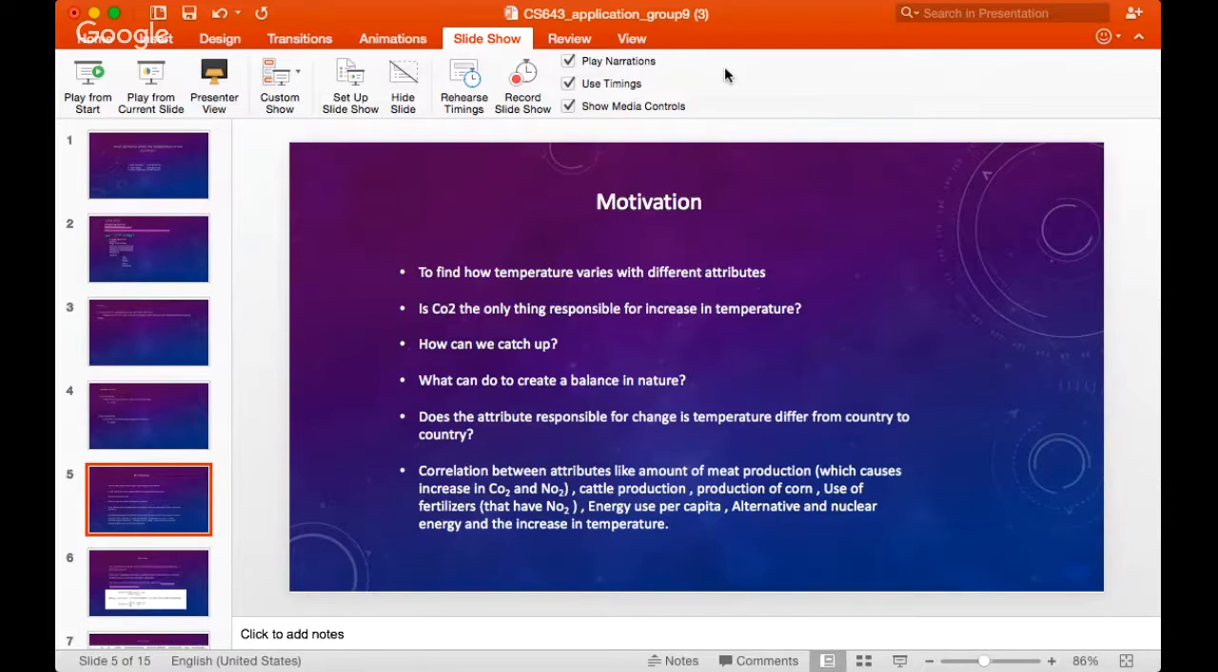We also looked at alternate and new energy, which we're trying to bump up to reduce fossil fuel energy. People are concentrating so much on that, and we're going to look at whether it's contributing that much to the increase in temperature. The next slides will be explained by my friends.